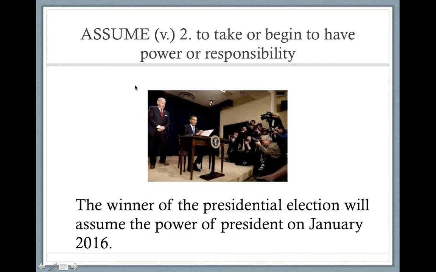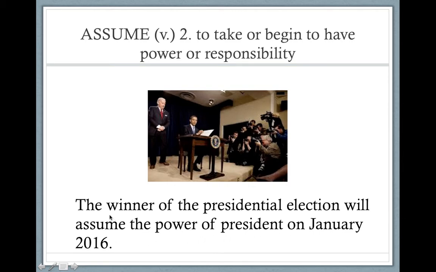Assume definition number 2: to take or begin to have power or responsibility. Let's look at the example. The winner of the presidential election will assume the power of president on January 2016.